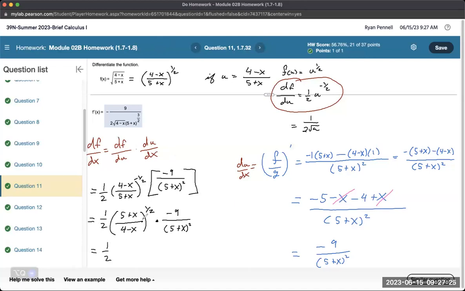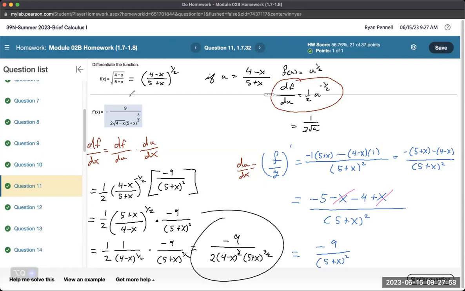And we've talked about that. So then we have 1 over 4 minus x to the 1/2 times negative 9, 5 plus x to the 3/2. Okay, just need to put this all together and we have it. Negative 9 over 2, 4 minus x to the 1/2, which is just square root, and then 5 plus x to the 3/2. And there you see it, okay?